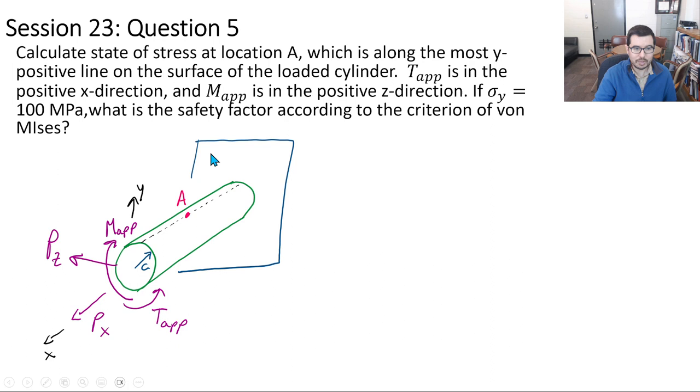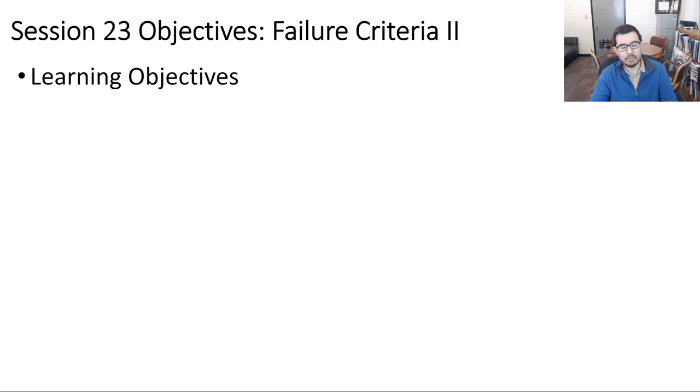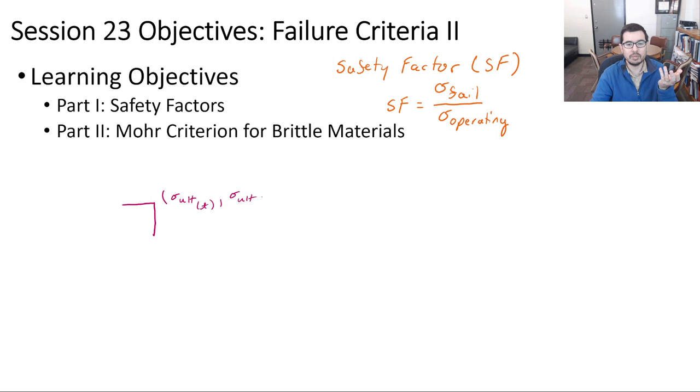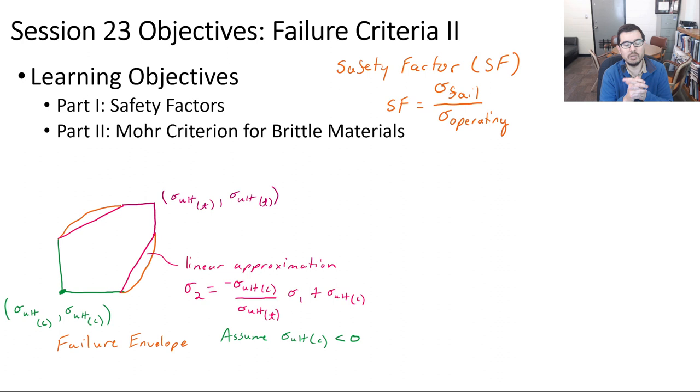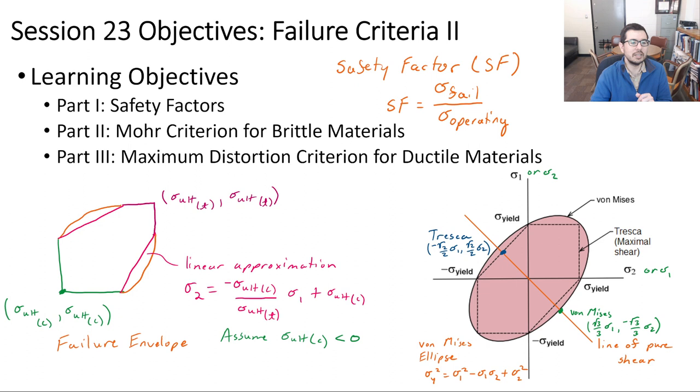All right. And that pretty much wraps us up for this session. What we've done is discuss safety factors in some amount of detail. The Moore criterion for brittle materials, which is a little bit more accurate for brittle materials when you have ultimate compressive strength and ultimate tensile strength that are not the same. And we discussed the maximum distortion criterion for ductile materials. Mises is the name, and also Maxwell, Hoover, and Hencky have been involved too.